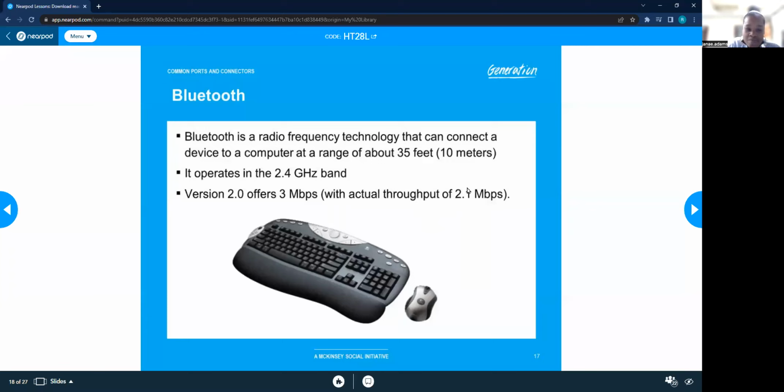Megabits per second. Version 2.0 offers 3 megabits, with actual throughput of 2.1 megabits. I don't understand that last one, but the other two make sense.